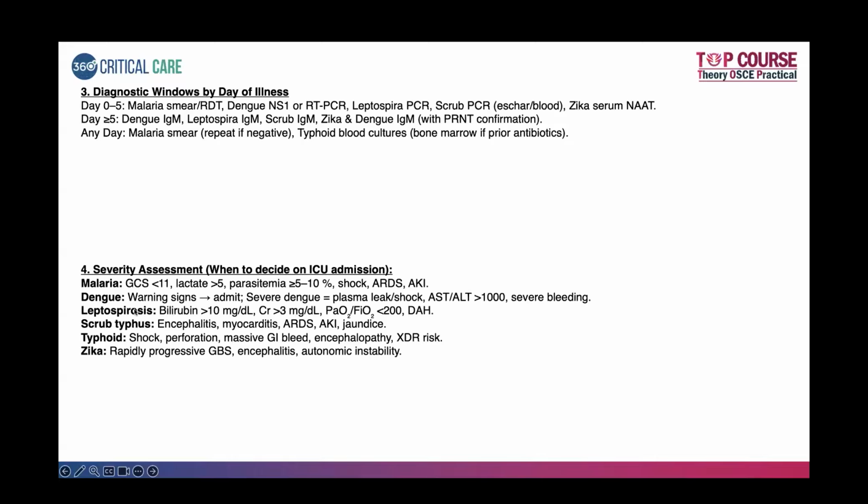For lepto: bilirubin more than 10, creatinine more than 3, or PF ratio less than 200 with evidence of diffuse alveolar hemorrhage. For scrub: features of encephalitis, myocarditis, ARDS, AKI, or jaundice. For typhoid: shock, bowel perforation, massive GI bleed, encephalopathy, or XDR risk. For Zika: rapidly progressive GBS, encephalitis, or autonomic instability. Another thing I missed here is that Zika-related ITP is very common. If patients present with very low platelets with evidence of bleeding and a background of Zika, they need ICU admission.